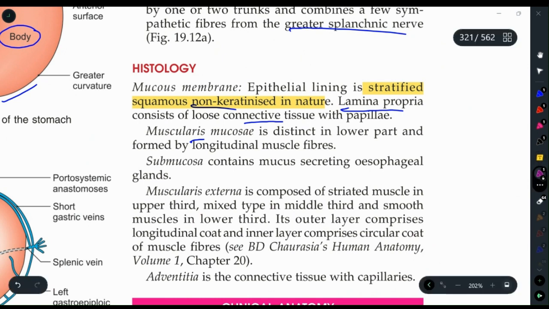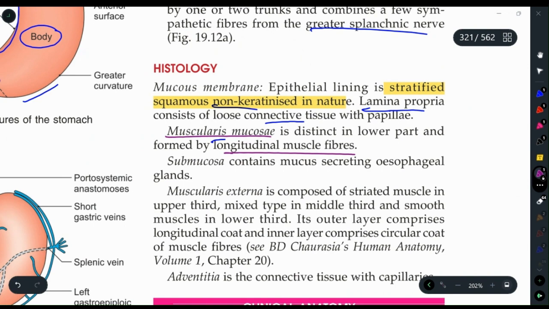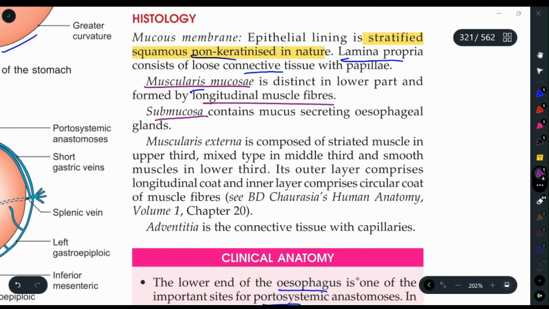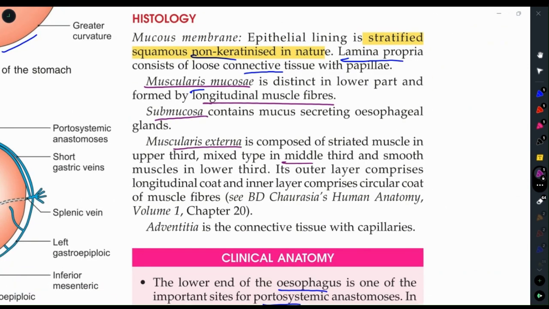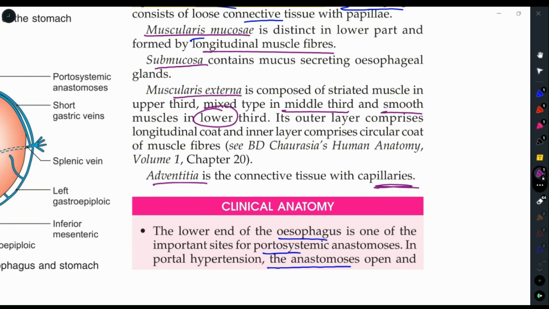See, this is a GIT slide, so it will be having a mucous membrane, a muscularis mucosae, and the longitudinal muscle fibers, then the submucosa. Then it will be having the muscularis externa, which is having skeletal muscle in the upper third and smooth muscles in the lower third. Then we will be having the adventitia and everything.